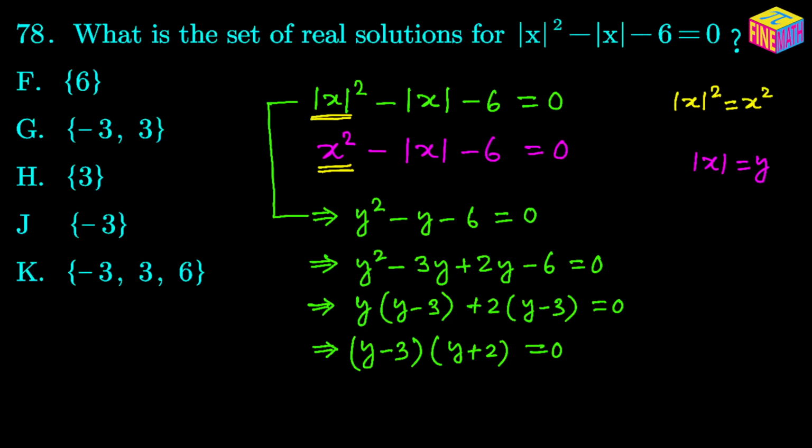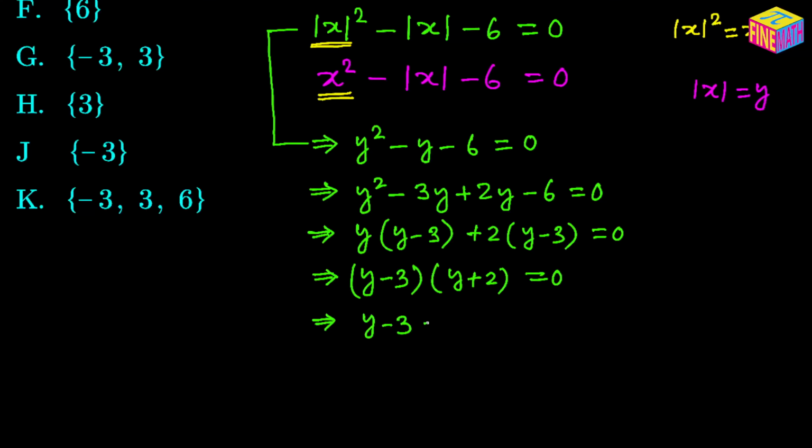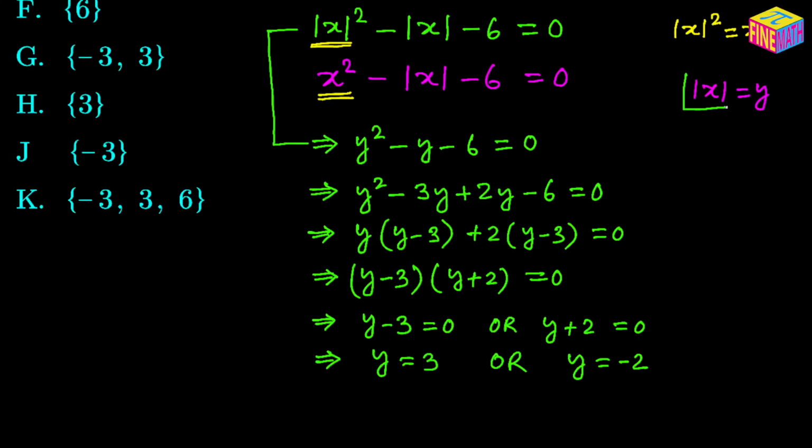And then from here can we write it like this? y minus 3 is equal to 0, or y plus 2 is equal to 0. And then from there we can say y is equal to 3 or y is equal to negative 2. Now what is y? Well, y is actually modulus of x. So y is actually the modulus of a number, meaning it's the absolute value of a number. Now can the absolute value of a number ever be a negative value? The answer is no. So y can never be negative.